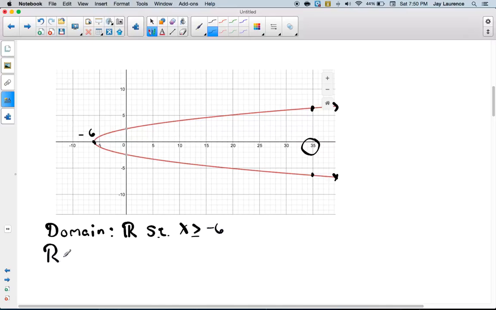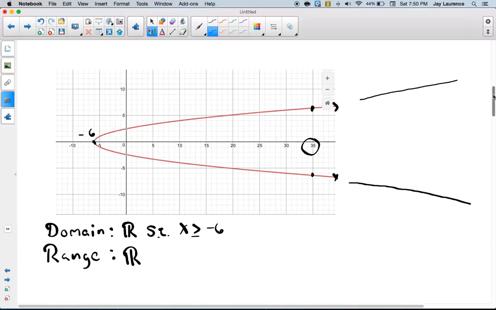Now my range is going to be about the outputs or the y values. And I see that I can have, like, 3.5 and -3.5. But this parabola appears to be getting wider as it opens to the right. And in fact, it will. The top one will keep going up, up, up, and the bottom one will go down, down, down. And this thing will get wider and wider, eventually incorporating any y value that I want to consider. So the range is going to be all real numbers.